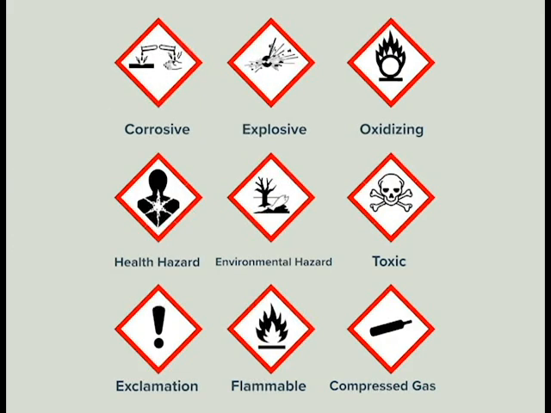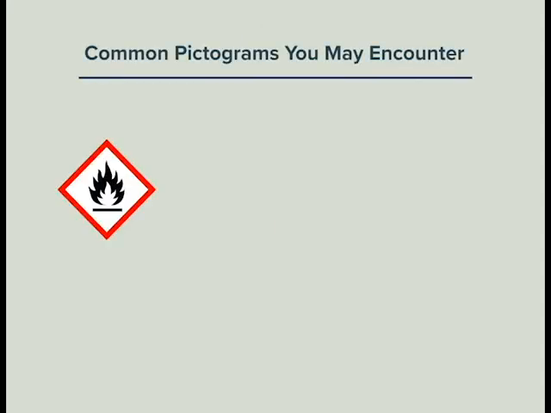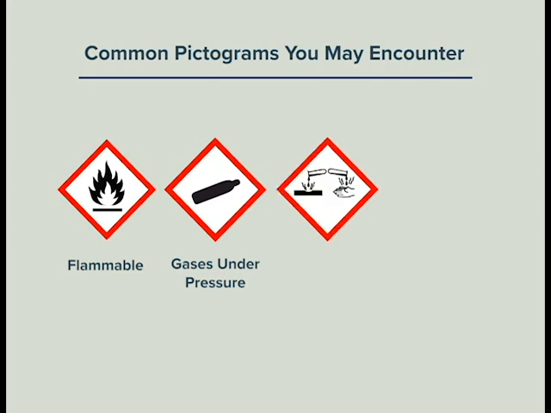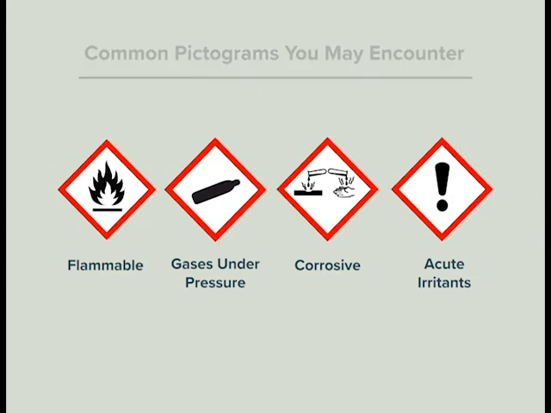There will be 9 GHS pictograms included with the new chemical labels. Each chemical will have at least one pictogram to convey the potential hazard associated with it. The common ones you may encounter are a flame for flammable, gas cylinder for gases under pressure, 2 dripping flasks for corrosion, and then an exclamation point for acute irritants.